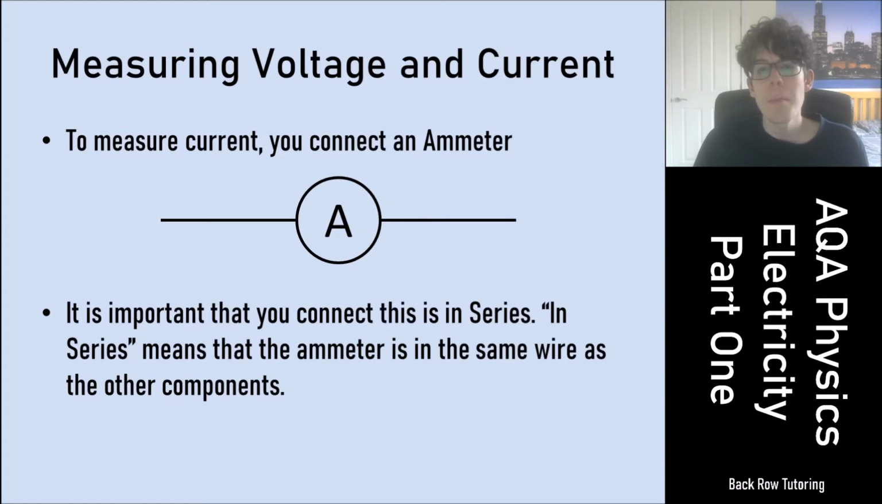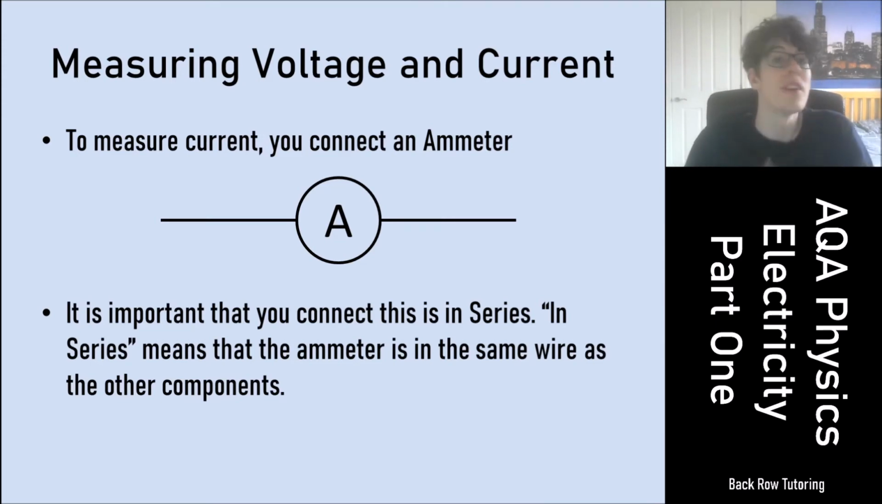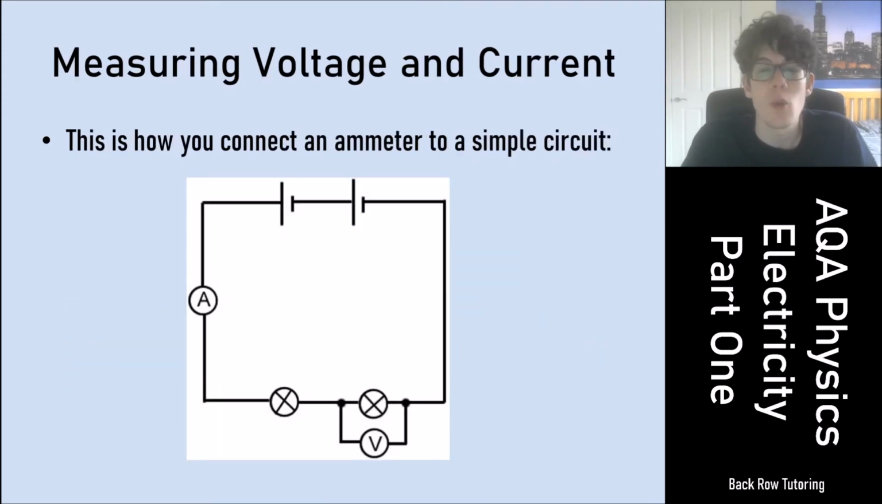So when it comes to measuring voltage and current, you connect an ammeter, which we have studied before. We've already looked at what the symbol for an ammeter is. Well, that's it there. It's an A inside a circle. It's important that you connect this in series. In series means that the ammeter is in the same wire as other components, which we already know. So this would be how you connect an ammeter to a simple circuit.